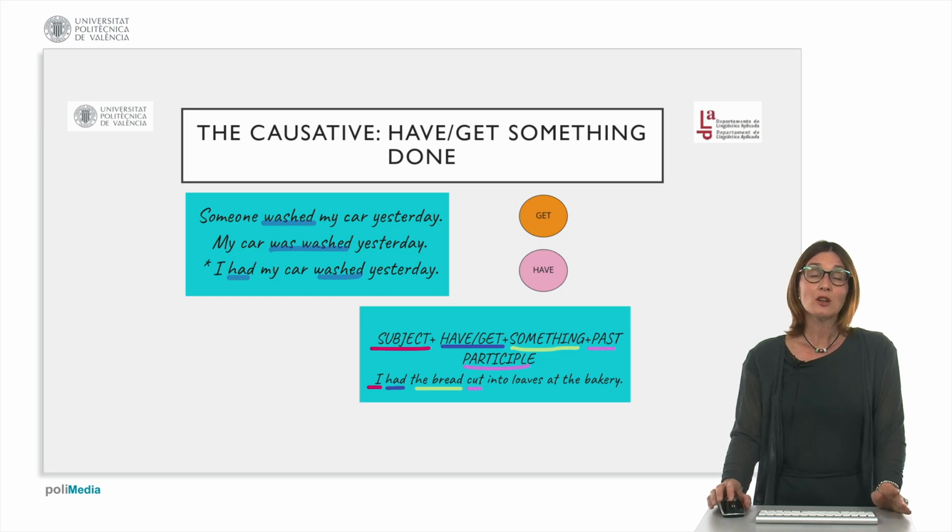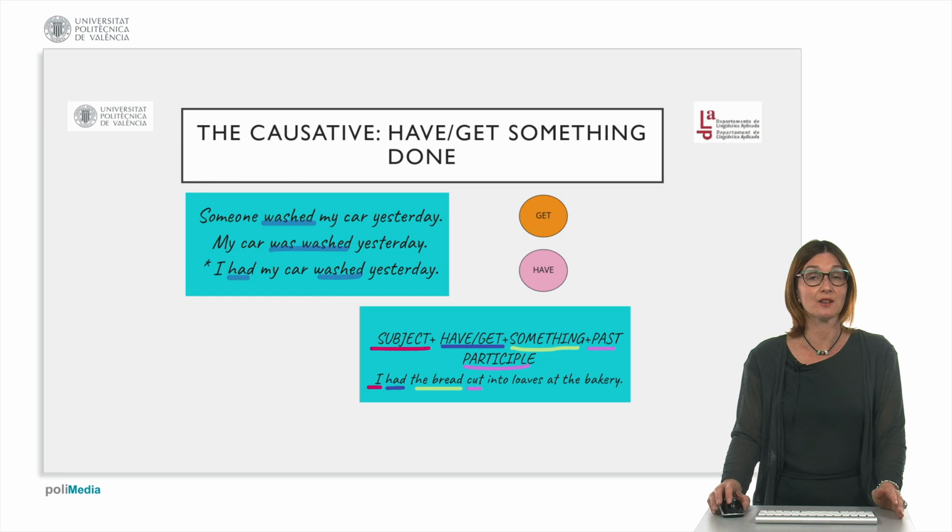Right, so we are going to start by looking at one specific structure, which is have, get, something done. Let's have a look at the sentences we have here. In the first sentence, someone washed my car yesterday. This is a sentence in the active voice. If we want to express this in the passive, we would say something like, my car was washed yesterday. However, in English we have a more sophisticated structure to express that somebody has done something for us.